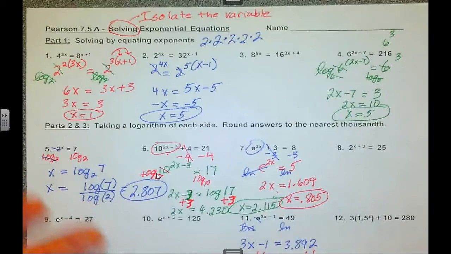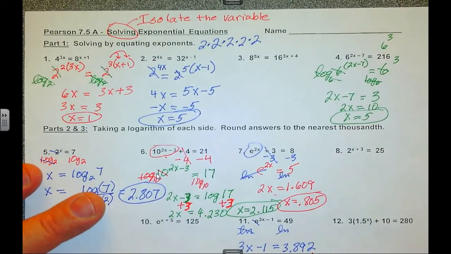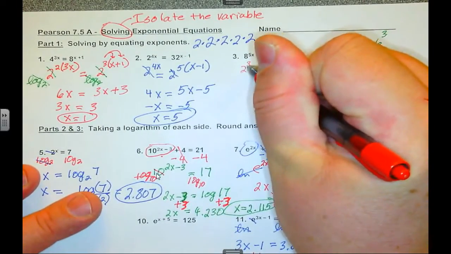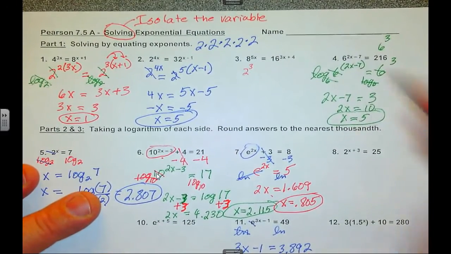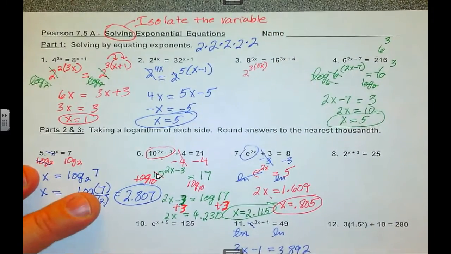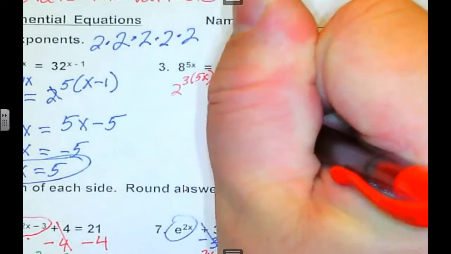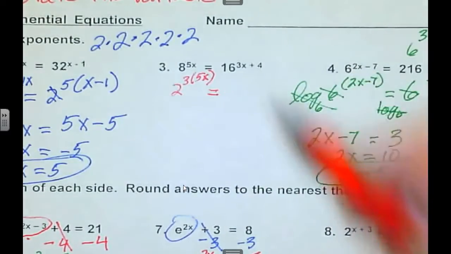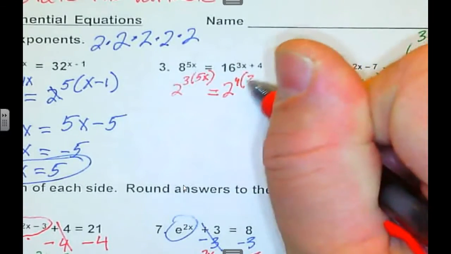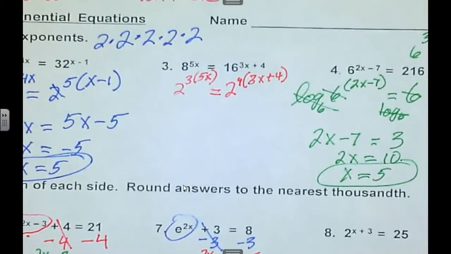Okay, number 3. We started out by making sure we had the same bases. Let's say I'm going to change this to 2 to the 3rd. That's the same thing as 8. But I've got to keep my exponent there, so I'm going to multiply. And 16 I'm going to change to 2 to the 4th times 3x plus 4.